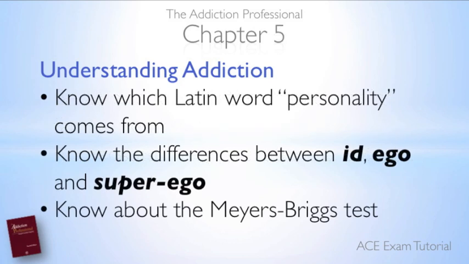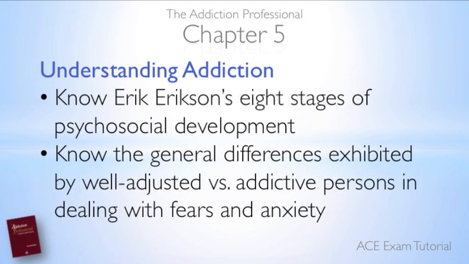In Chapter 5, know which Latin word personality comes from, know the differences and be able to distinguish between id, ego, and superego, and know about the information contained in this chapter about the Myers-Briggs test. Also know about Erik Erikson's 8 stages of psychosocial development, and know the general differences exhibited by well-adjusted versus addictive persons in dealing with fears and anxiety.